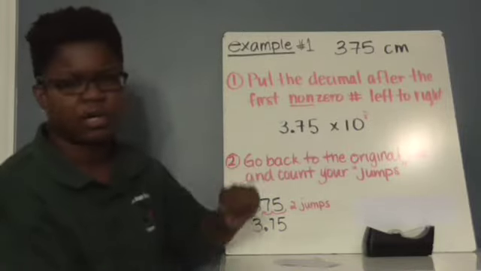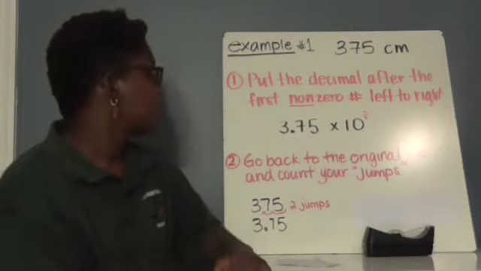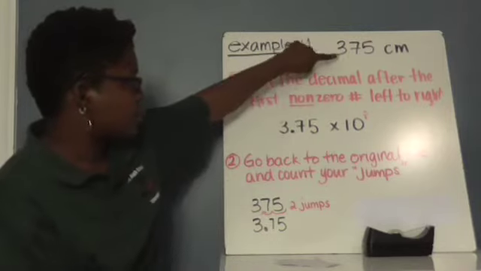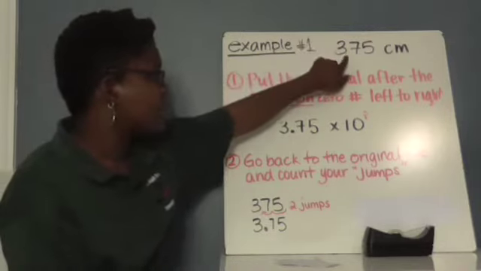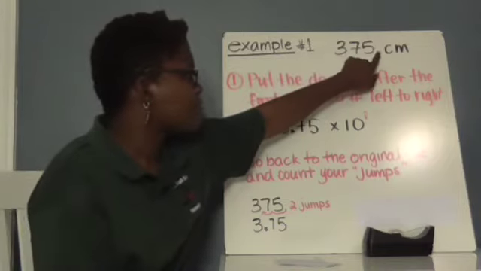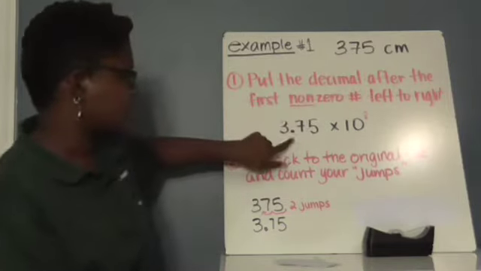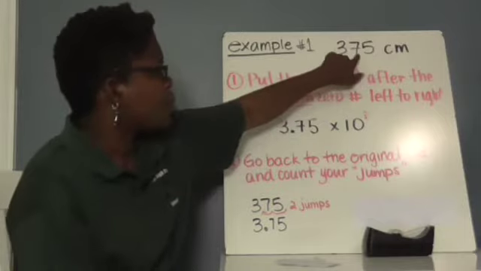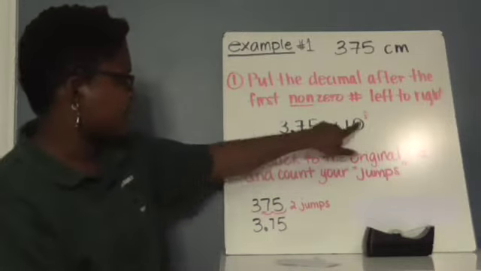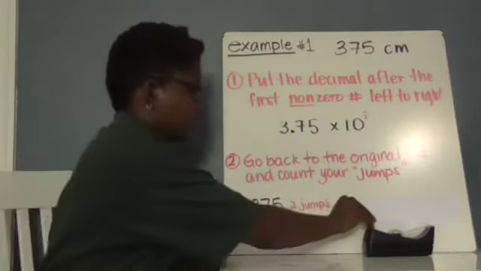And that should be a question mark, though. It's kind of hard to see. So then we're going to go back to our original number, and we're going to look at how many jumps we made. We made 2 jumps. To get from here to where our decimal is here, we moved our decimal twice. That makes our exponent up here to the second power.